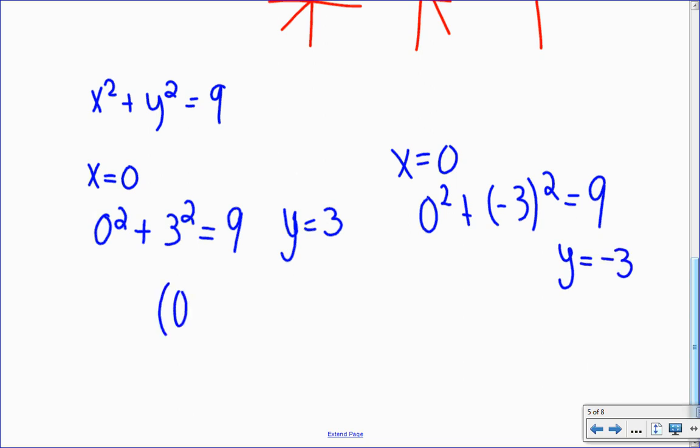So we've just created the point (0, 3), and we've created the point (0, -3). And that shows that this is not a function, because we've got the same x value and two different y values.